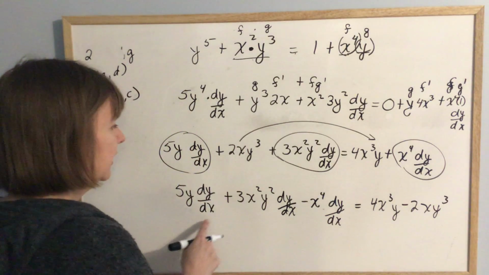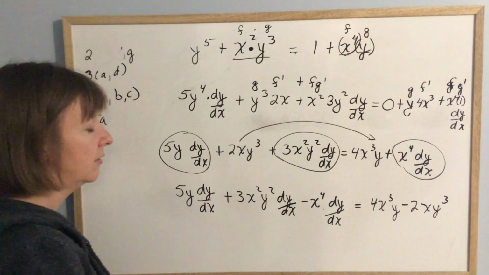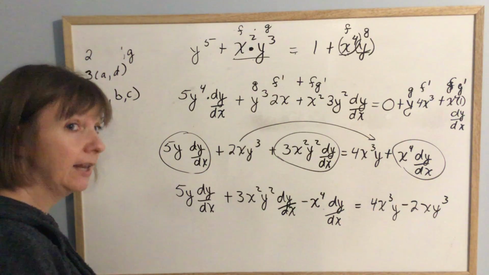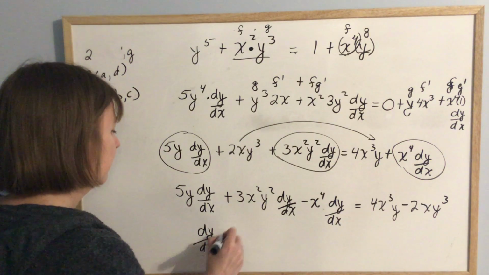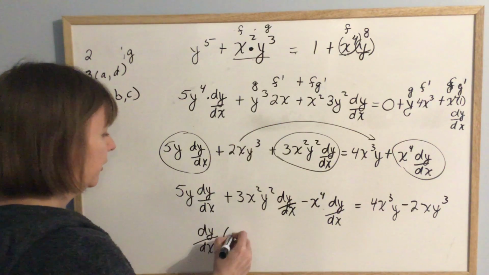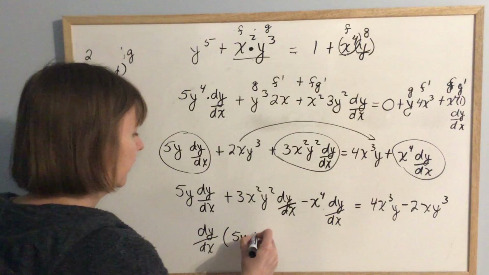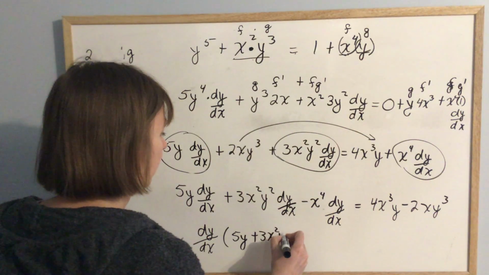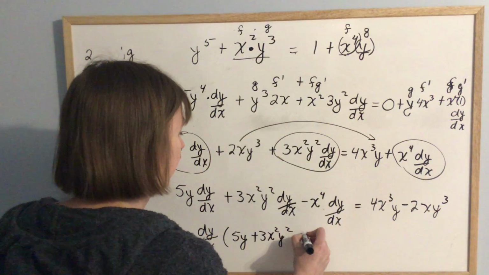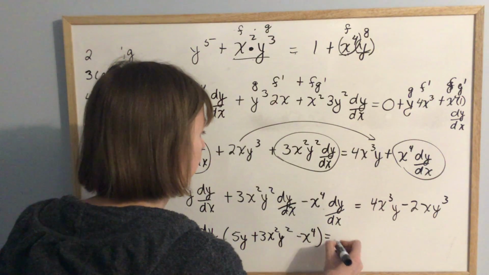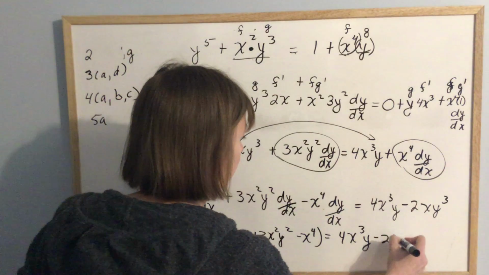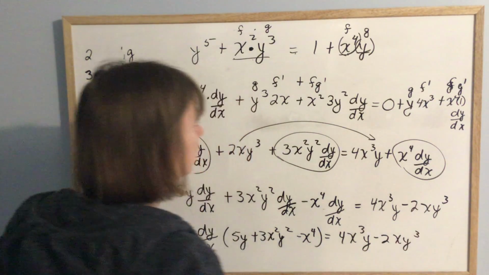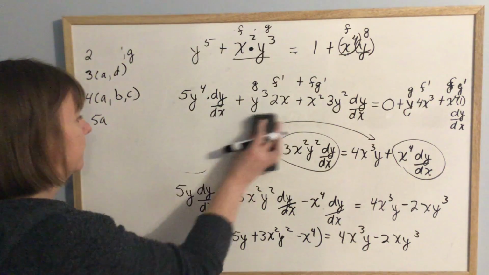Over here, each of these pieces has a dy over dx. So I'm going to take it out as a common factor. dy over dx is here. If I take it out of here, I have 5y. If I take it out of here, I have 3x squared y squared. If I take it out of here, I have minus x to the 4th, and that's equal to 4x cubed y minus 2xy cubed.